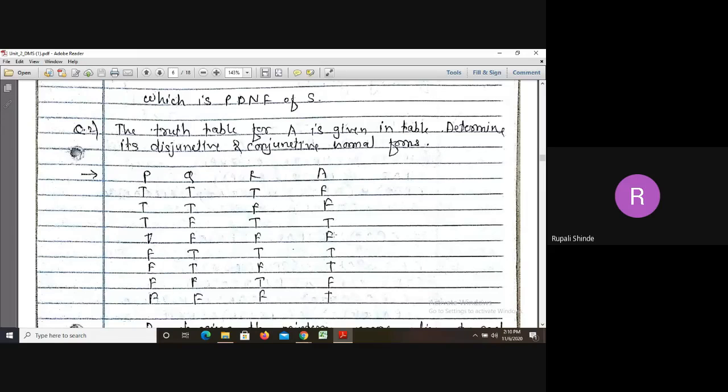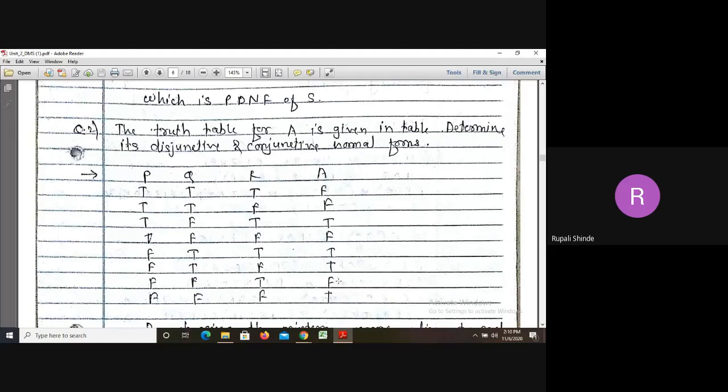Okay. Next one. For this F, negation of P or Q or R. Okay. And last F, P or Q or negation of R.